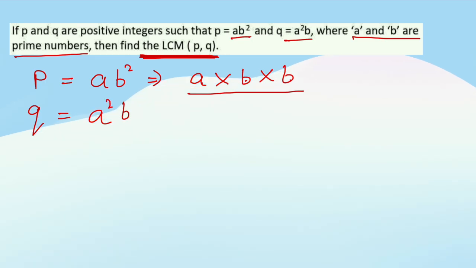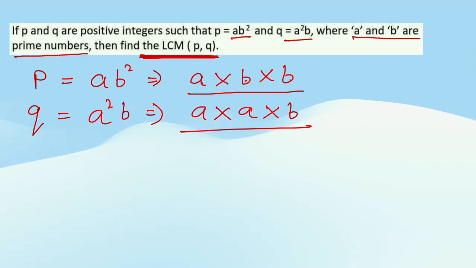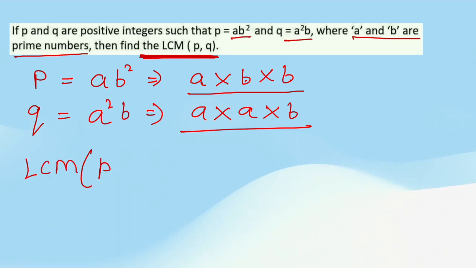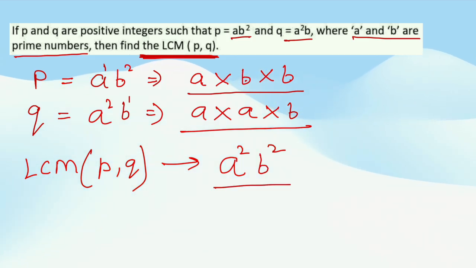A square B, so it can be written as A into B. It means it is its prime factorization form because A and B are prime. Now how to find the LCM of P and Q? LCM means what, higher power or smaller power? Higher power. Higher power here is A to the power 1, A to the power 2. Which is higher? A to the power 2 is higher. In B to the power 2 and B to the power 1, which one is higher? B to the power 2. So the LCM is this.